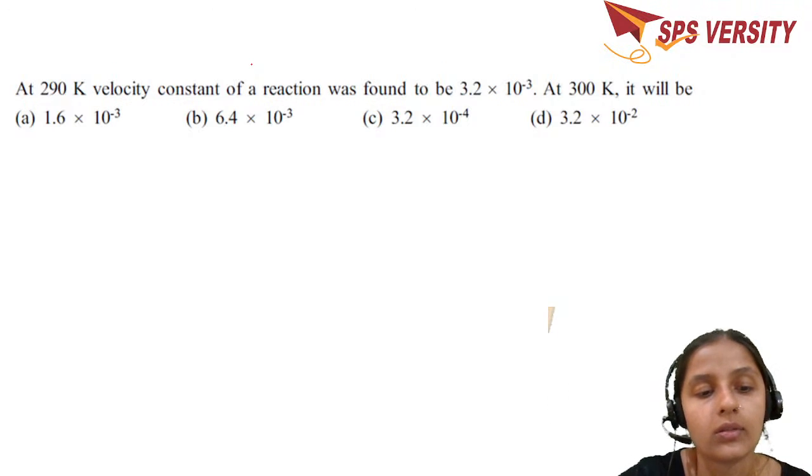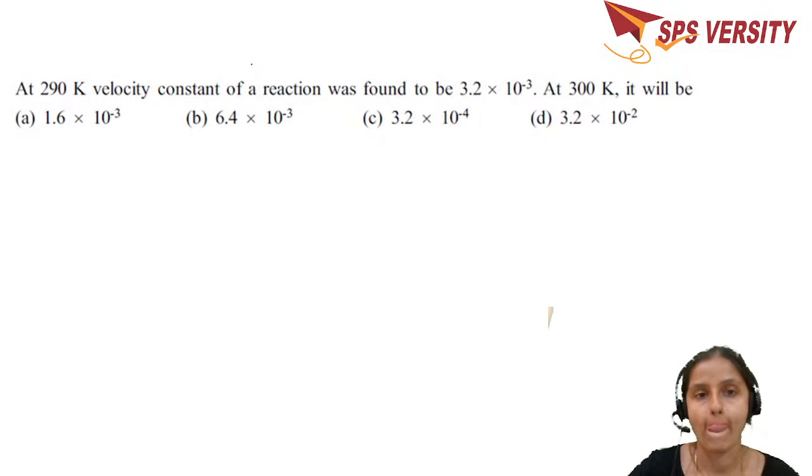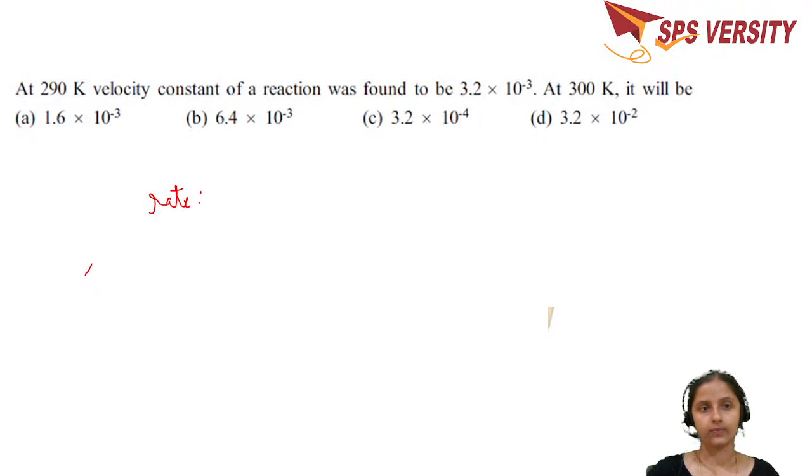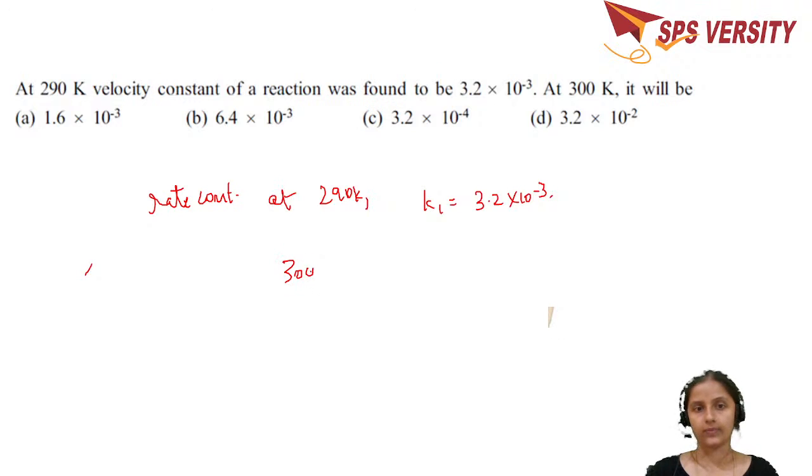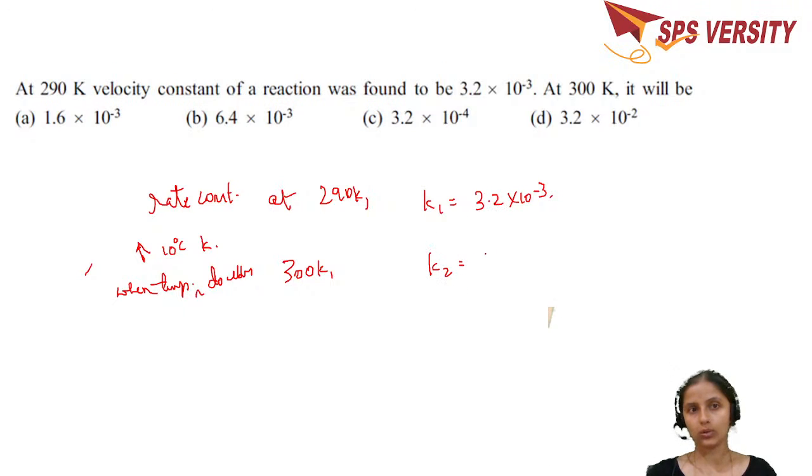So the next question. At 290 Kelvin, the velocity constant, which is nothing but the rate constant, at 298 Kelvin, I'll take it as K1, at 300 Kelvin. When the temperature increases by 10 degrees, K doubles. So it's almost the double of that. 3.2 into 2 is 6.4 into 10 to the power minus 3. So the correct answer would be option B.